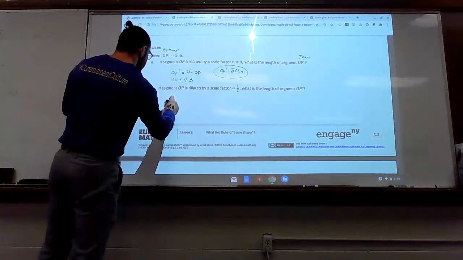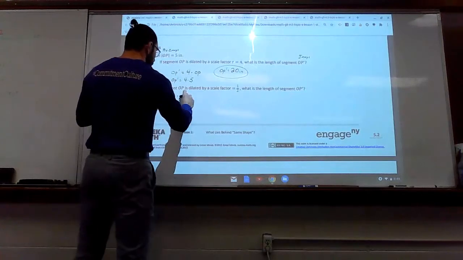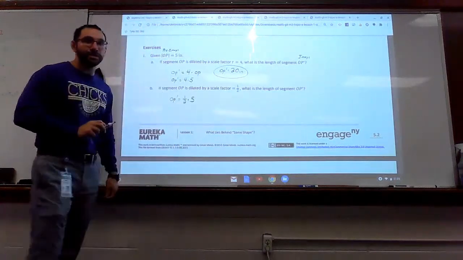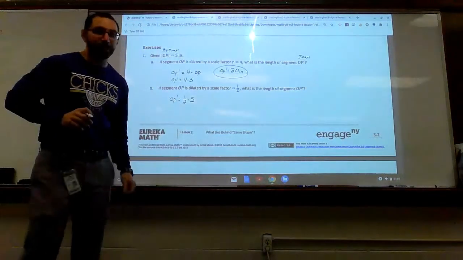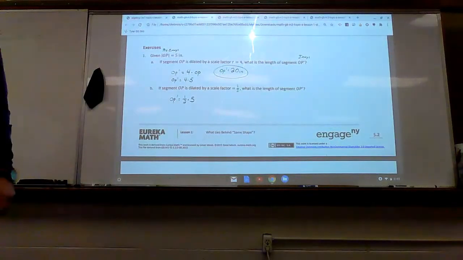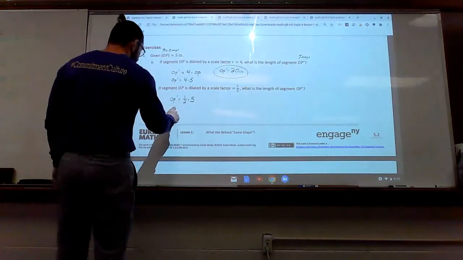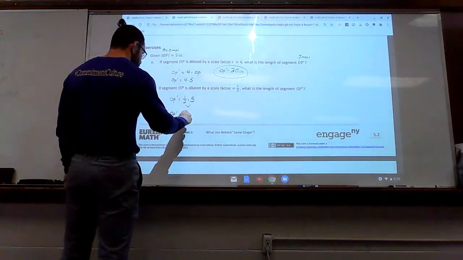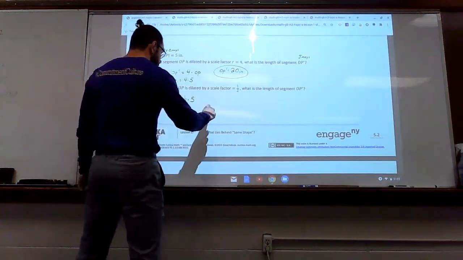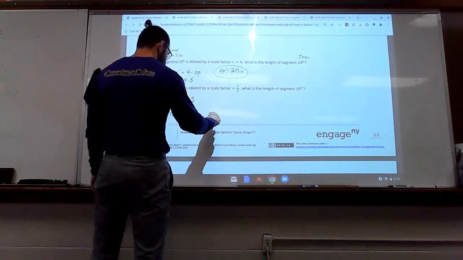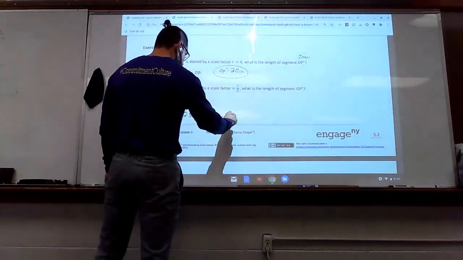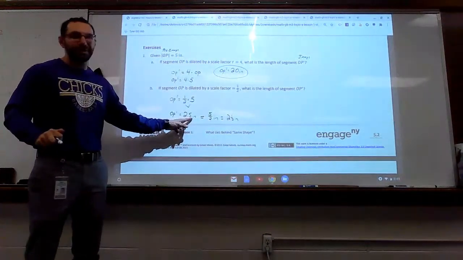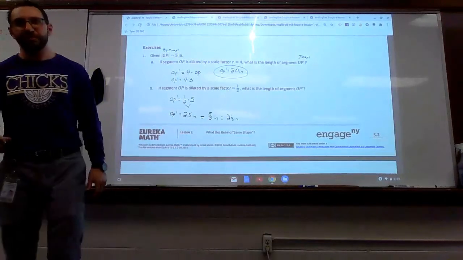But we've got OP prime equals 1/2, which is my scale factor, times 5. It's going to be a reduction. My scale factor is smaller than 1, therefore it's a reduction. I prefer fractions, but because we're talking about inches, 1/2 times 5 is 2.5 inches. If you wanted to put 5/2 inches, you could. Or if you wanted to put 2 1/2 inches, you could. I prefer mixed numbers, but when we're talking about inches, decimals are fine as well.